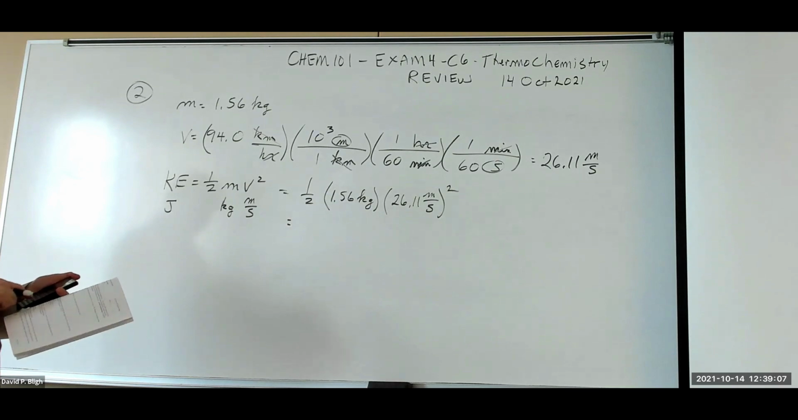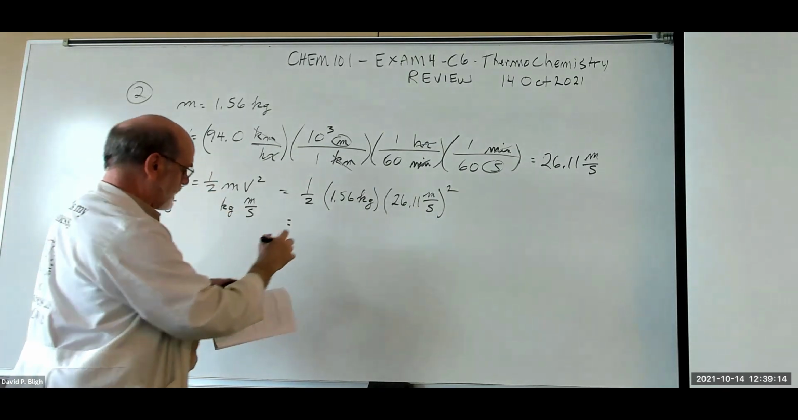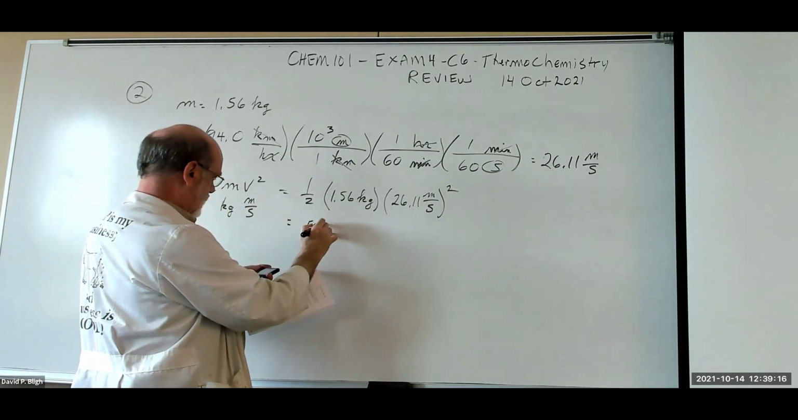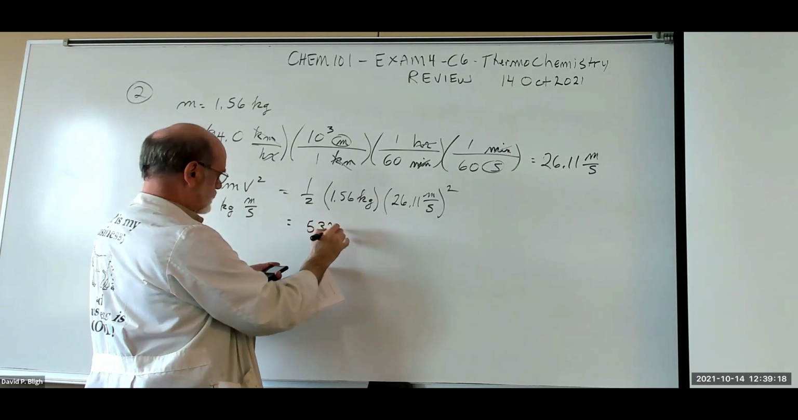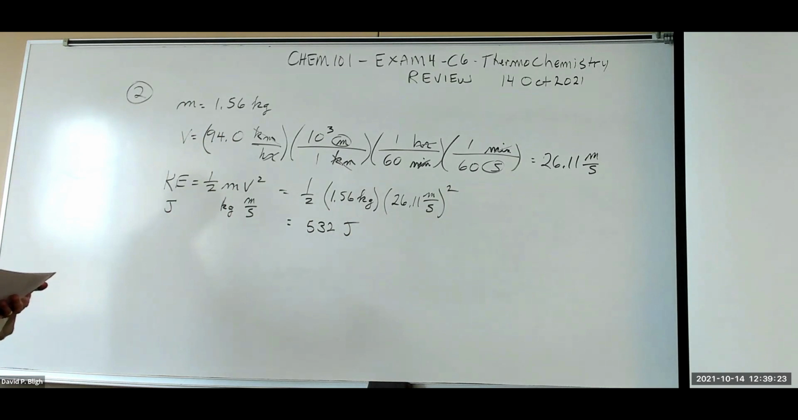So 26.11 squared times 1.56 and divided by 2. So I get, let's see, 3 significant figures, 532 joules. And, oh, this is in scientific notation, so let's see. It's in kilojoules, actually.